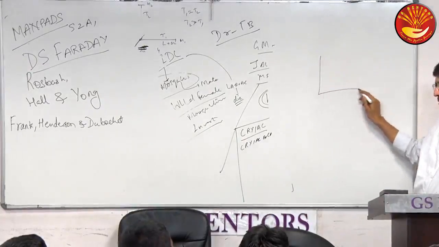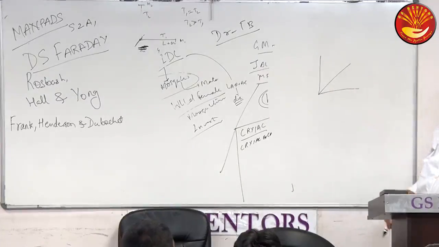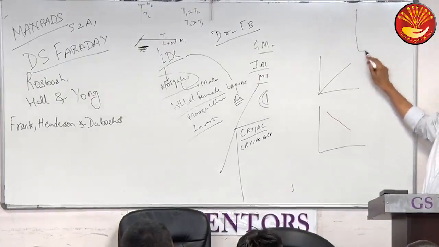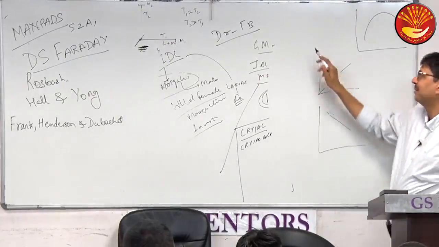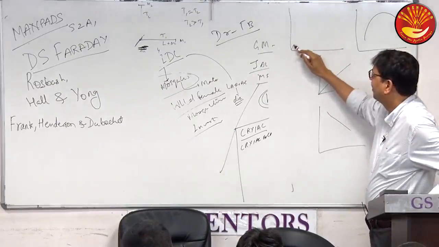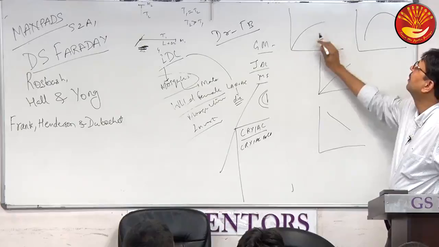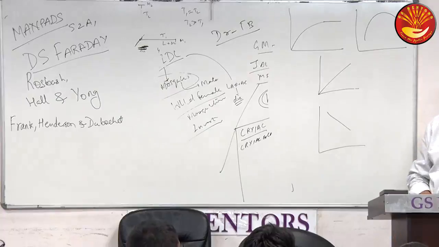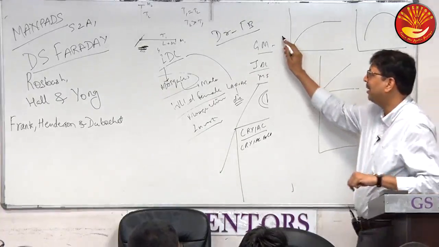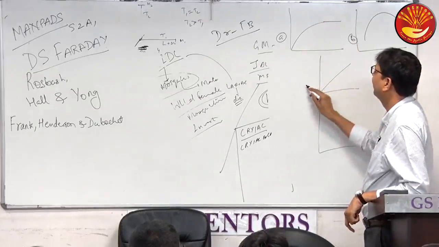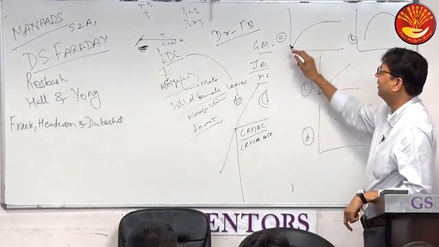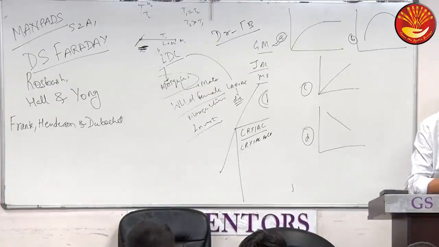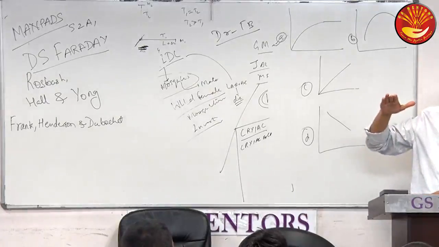I'm giving you 4 options for the Bitcoin money supply: A, B, C, D. Sir, please give us the options. A is the correct graph for the Bitcoin money supply. It means at one point of time it is going to plateau.